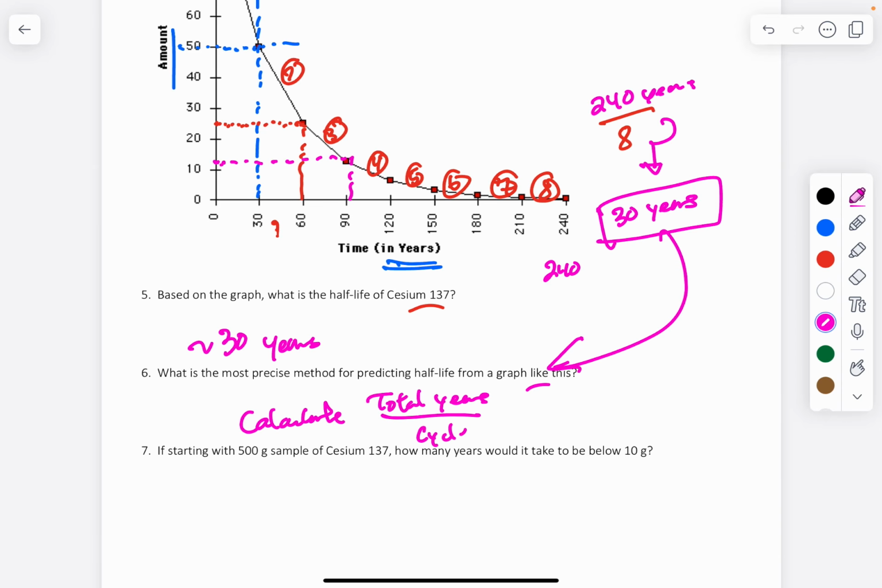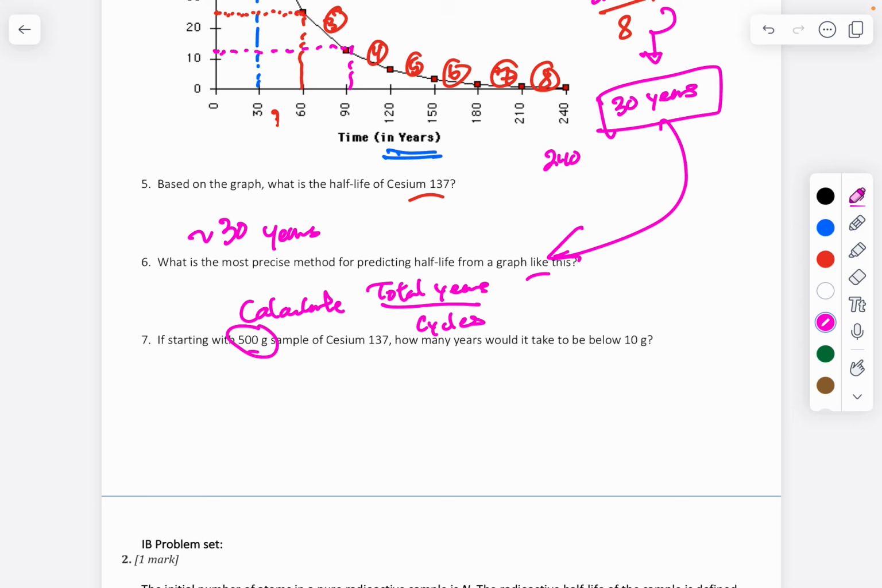Okay, if you start with 500 grams of cesium, how many years would it take for it to be below 10 grams? I will tell you what the answer is, but I think you can figure it out yourself. At least 180 years. But you start with 500, and then you look for how many cycles there will be, and you're going to figure it out.